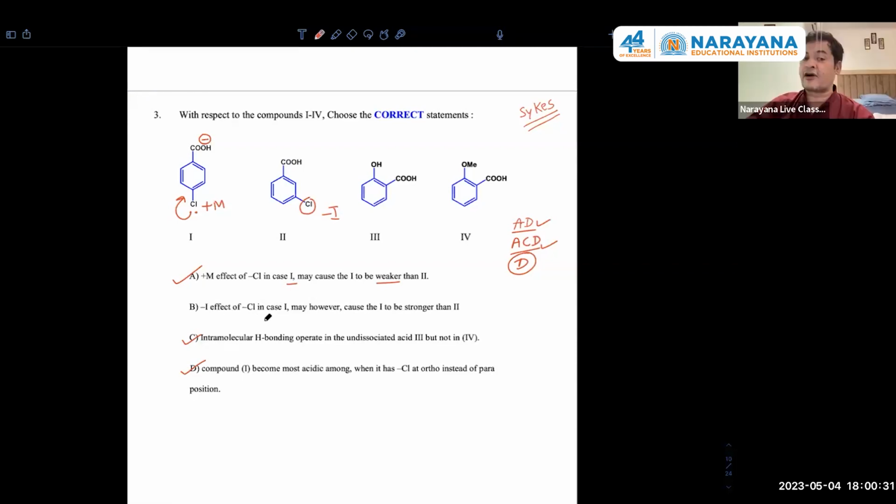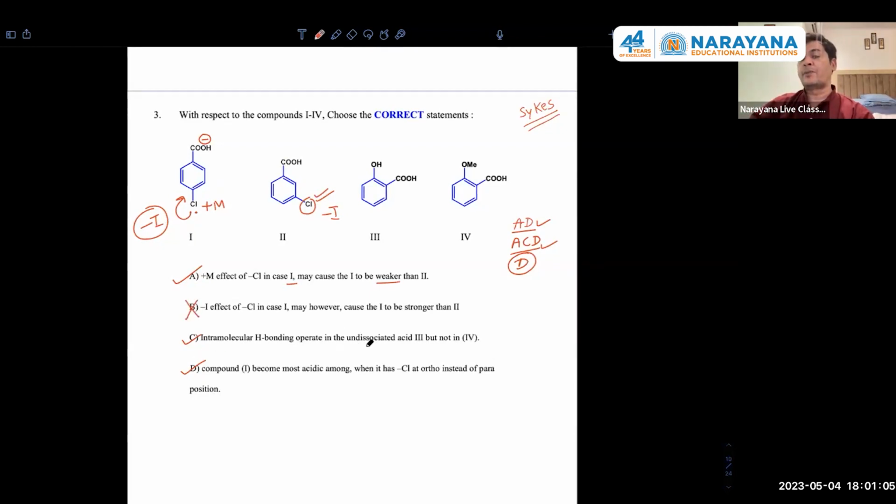Minus I effect of Cl in case first, if now they are considered it's a minus I effect in first, may however cause the first to be stronger than second. No, in inductive we always check distance, and distance of Cl is more closer. So minus I effect better disperse the charge from meta position instead of the para position, right? So first will not be stronger, right? The second will be stronger. So this statement is wrong.